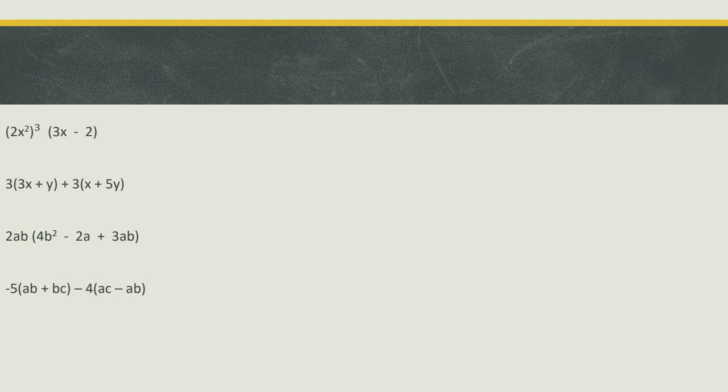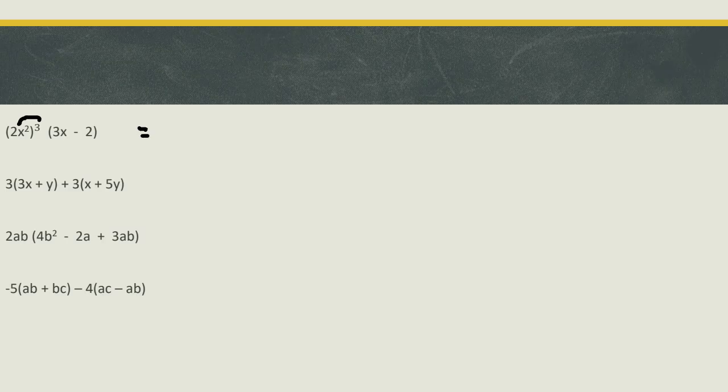So let's look at the first one. So 2x squared cubed. So again, the 2 is getting cubed. So this 3 gets brought through to both. The 2 gets cubed and the x squared gets cubed.